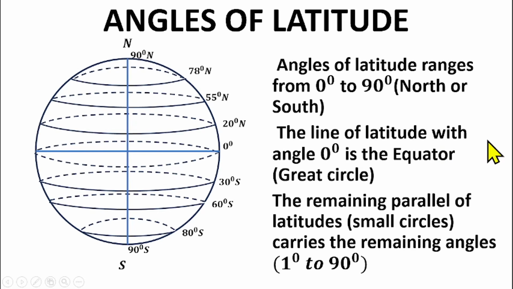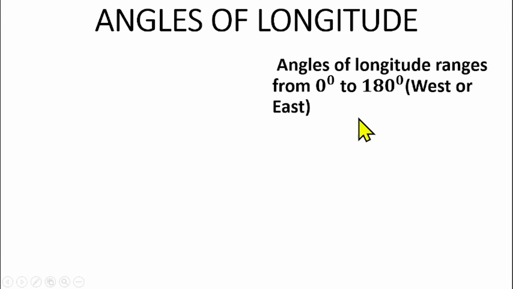Okay, let's talk about the angles of longitude now. The angles of longitude range from 0 degrees to 180 degrees, whether to the west or the east. Don't forget that the lines of longitude are located either at the east or the west of the Earth's surface, although they run from the north to the south. Some of them are located at the east, some of them are located at the west also. So their angle ranges from 0 degrees to 180 degrees.